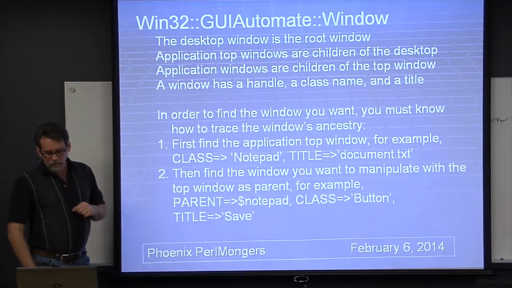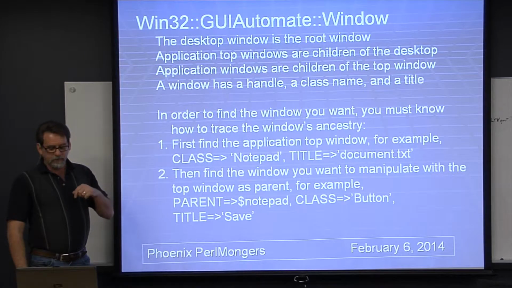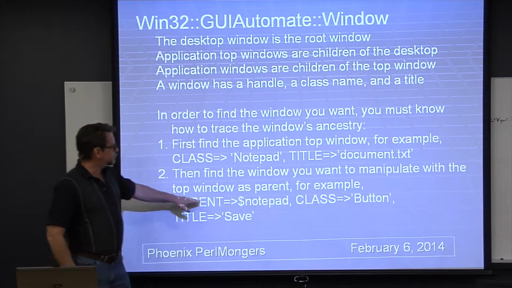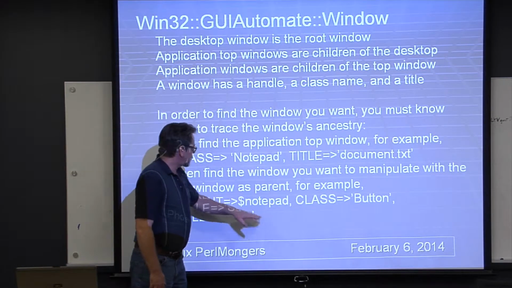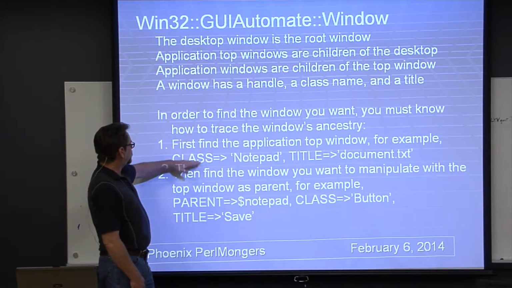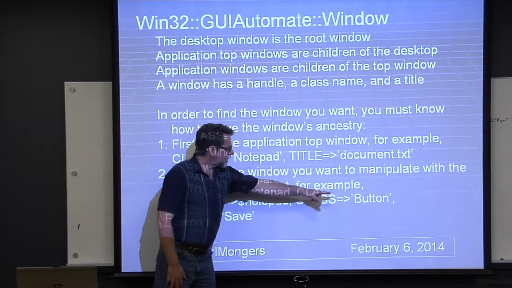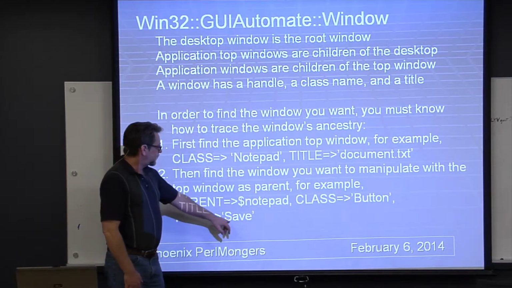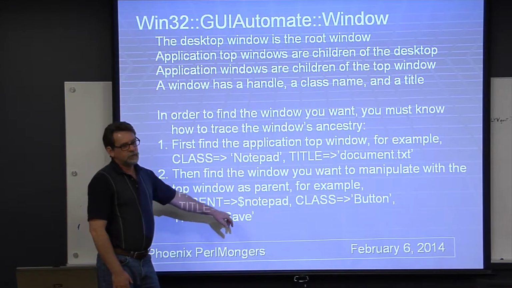Then to find the window you want to manipulate, using that window as a parent, you say, I want to find a button. The parent class is going to be the Notepad that you found. So I want to find a button class, and then the button that says save, for instance, or don't save, or whatever.